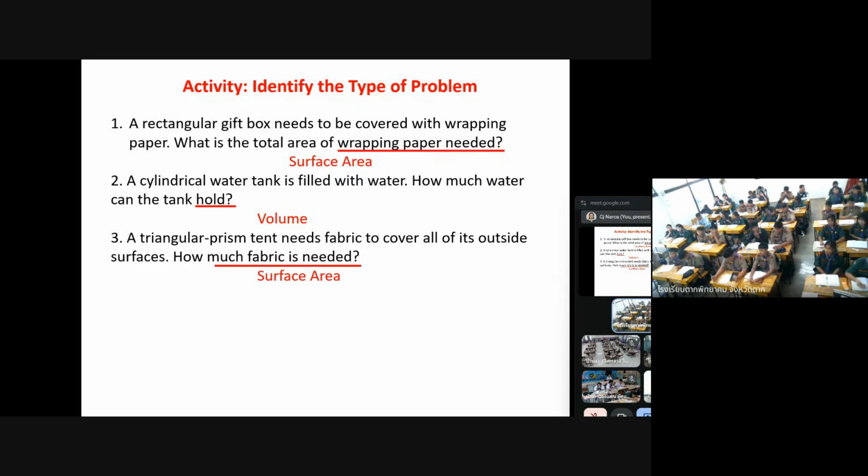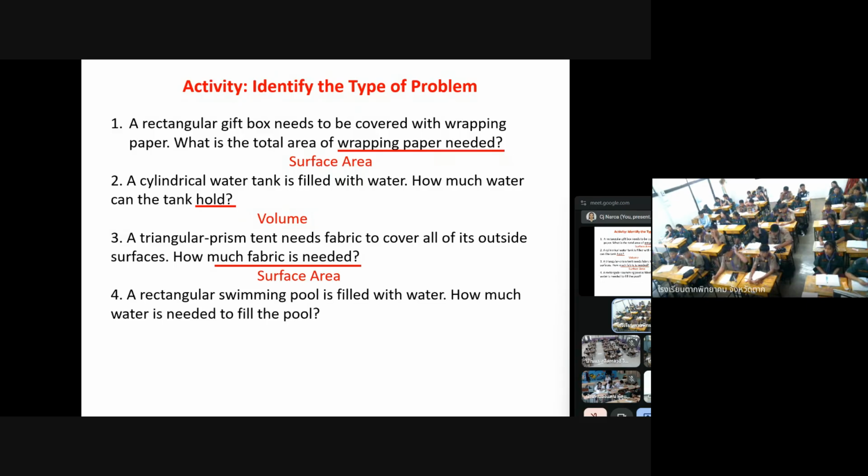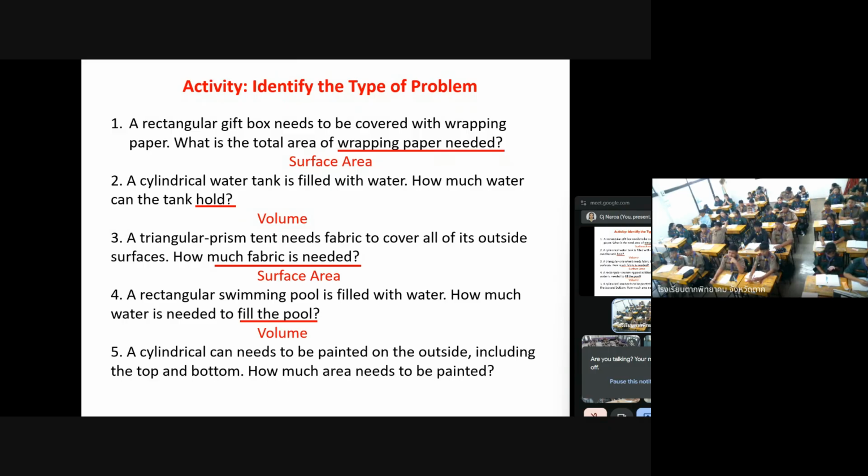Okay? Next, how about this? A rectangular swimming pool is filled with water. How much water is needed to fill the pool? So what is this? Surface area or volume? Volume. Okay, very good. What is the keyword? How much water, or needed to fill. The word fill the pool. So therefore that is volume.